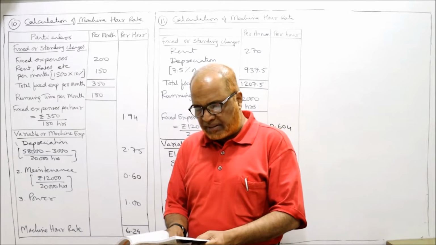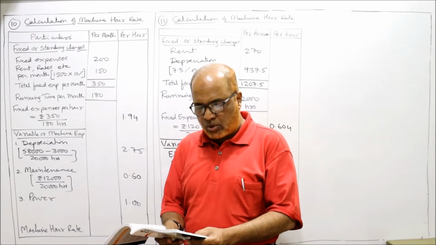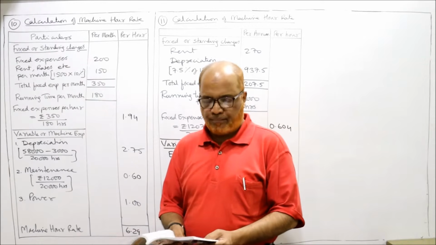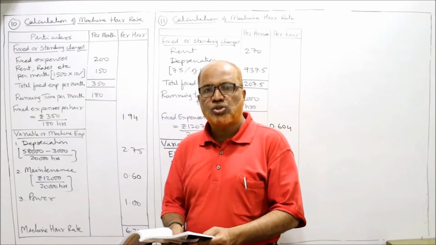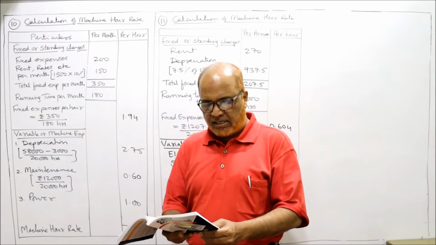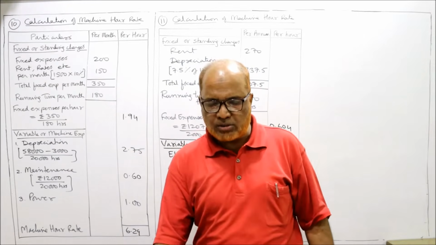Then running time per month 180 hours. Maintenance over the life of the machine 12,000 rupees. Fixed expenses per month is 200. And power used by the machine is rupee 1 per hour. And rent rates etc. per month is 1,500, 10% to be charged to this machine.